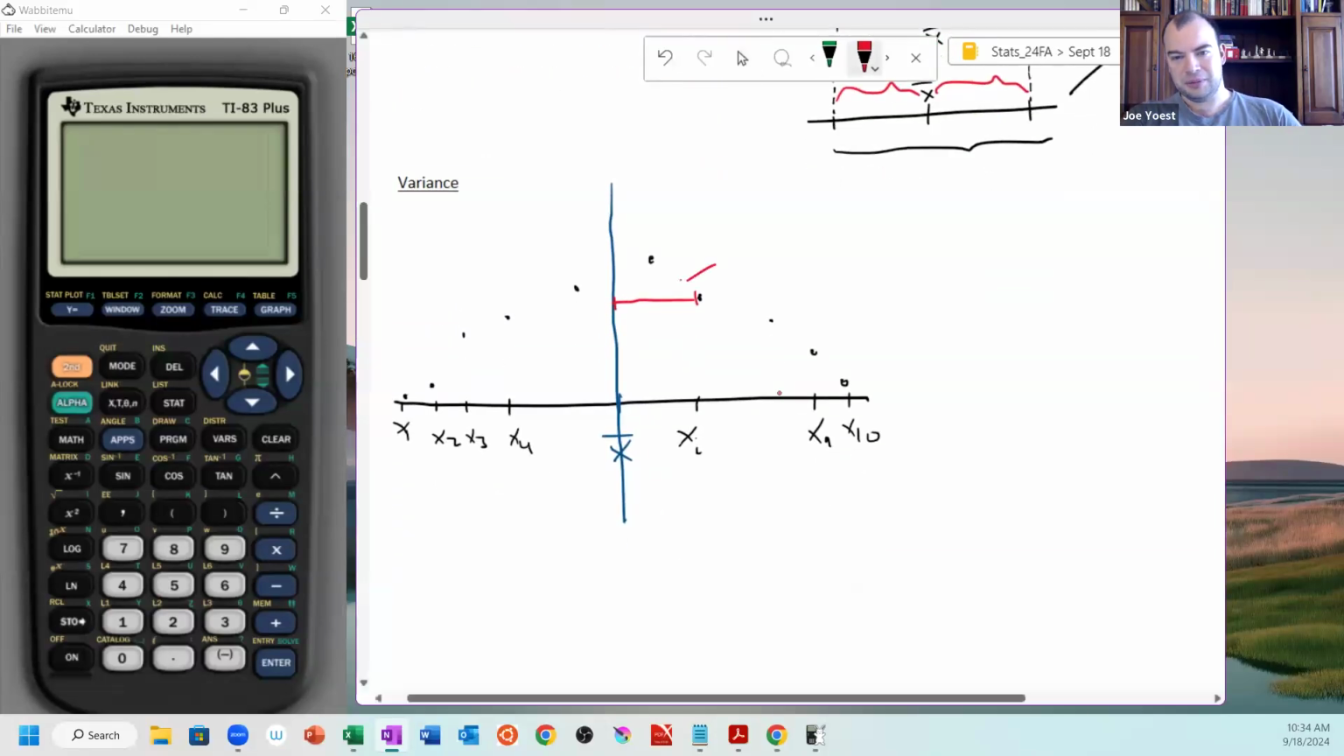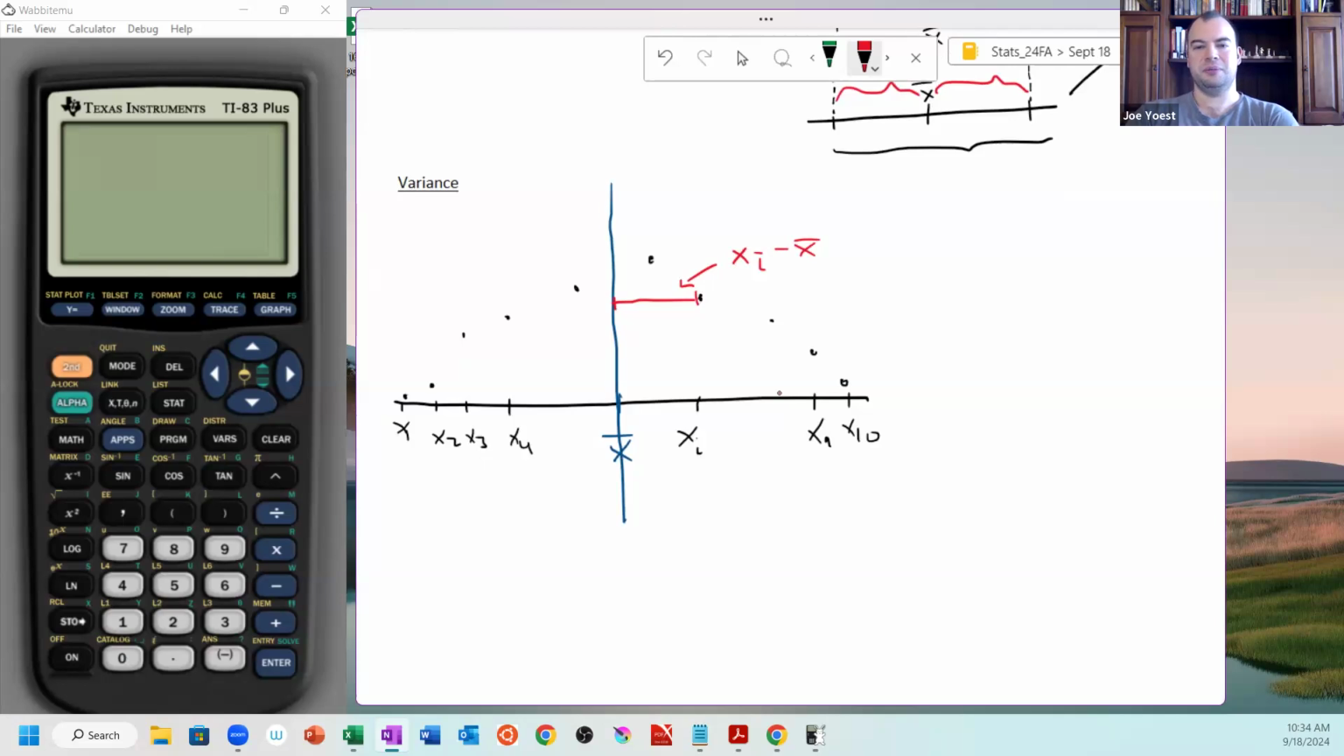So I might look at a measurement like this, like x_i minus x bar, a distance away from the mean. So I might be interested in this distance, say x10 minus x bar, this one, x9 minus x bar, and so on.